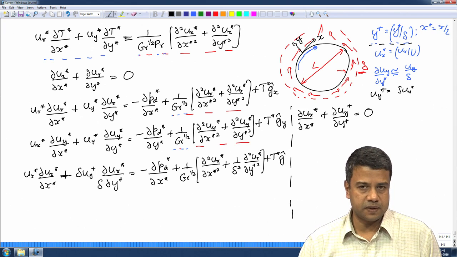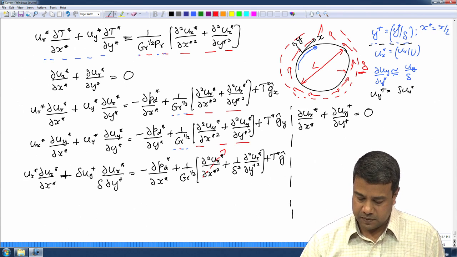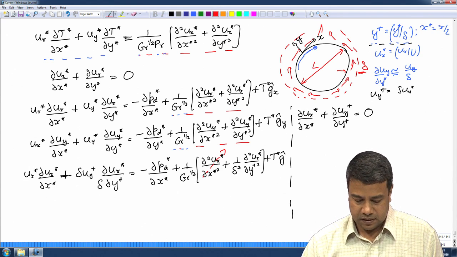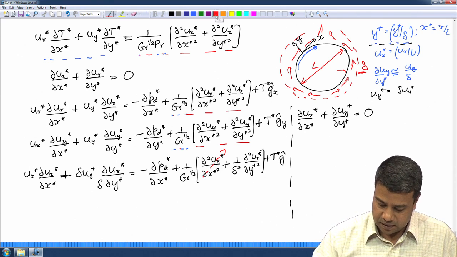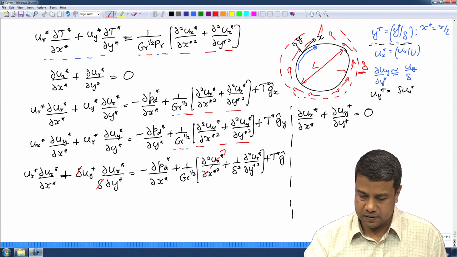are larger in the cross stream direction. Therefore, streamwise diffusion can be neglected in comparison to cross stream diffusion. And with that, in the conservation equation, you can see that in the convection term, the two deltas will actually cancel out.